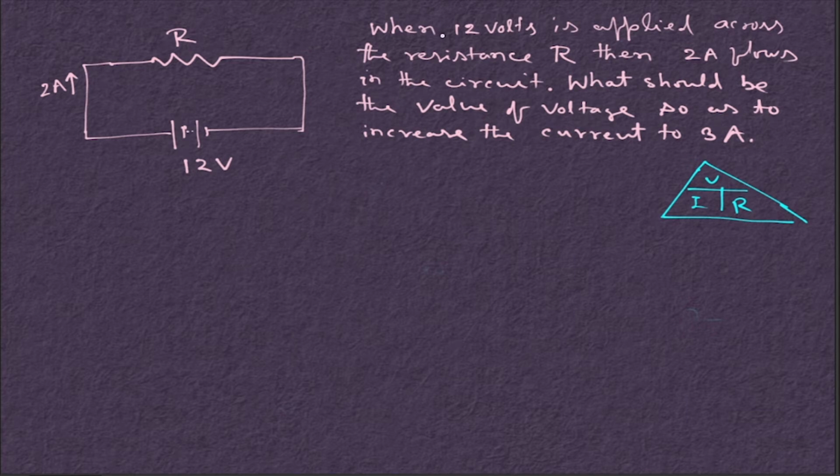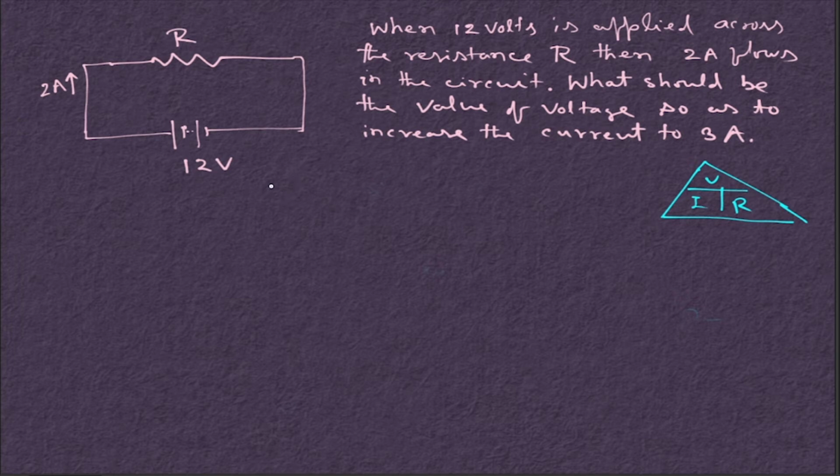Here it is given that when 12 volts is applied across the resistance R, then 2 ampere flows in the circuit. What should be the value of voltage so as to increase the current to 3 ampere? Here 12 volt is connected across the resistance and the current that flows is 2 ampere. What should be the value of this voltage so as to increase the current to 3 ampere? Now what is given here? In the initial case, it is given that it is 12 volt and the current is 2 ampere. We have to find the resistance R.